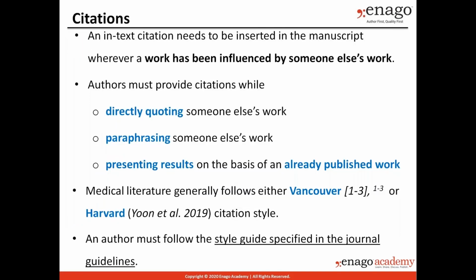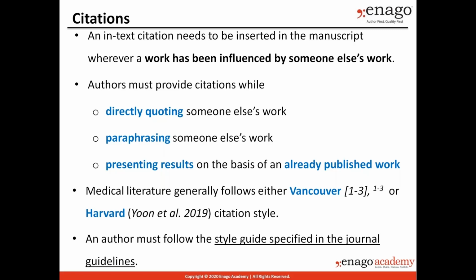Now, throughout your manuscript, you will have most likely used a number of different citations where you will be referring to other work that has been published in the field. Now, an in-text citation needs to be inserted in the manuscript wherever a work has been influenced by someone else's work. For this purpose, you will need to provide citations while directly quoting someone else's work, paraphrasing someone else's work, or presenting results on the basis of an already published work. And there are guidelines how to include the citations in the text, and your journal, whichever journal you choose to submit to, will have very specific guidelines as to how they want these citations to appear in text.